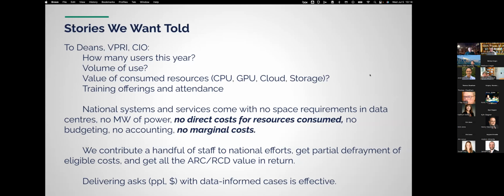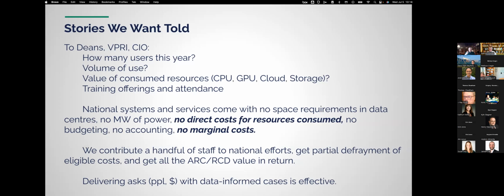So to that latter group, we want to inform them how many people are making use of the digital research platforms. What's that volume of use? What's the value of those consumed resources? Because everybody likes a money story. We have the value of a CPU year, a GPU year, the cloud resources, and the storage. And then we also track our training, what we offer, and how well attended these things are.